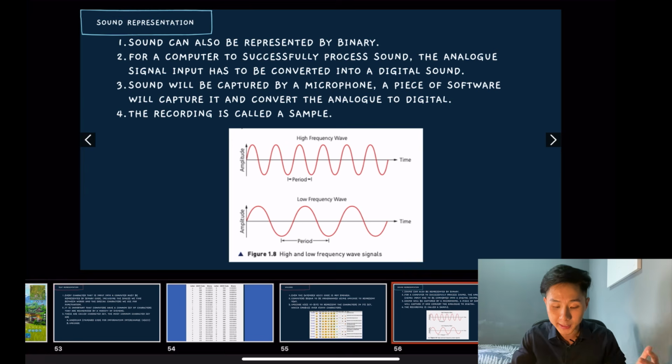So let's move on to sound. And they say here, sound can also be represented in binary. The voice that you are listening to now, my volume, can also be represented in binary.